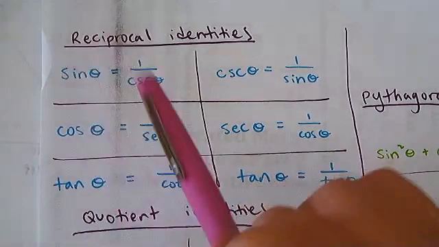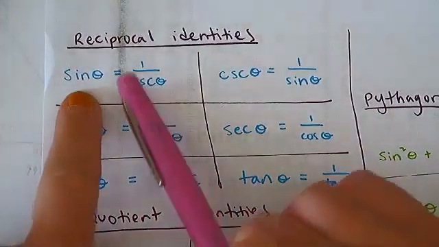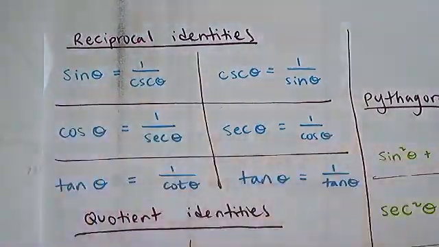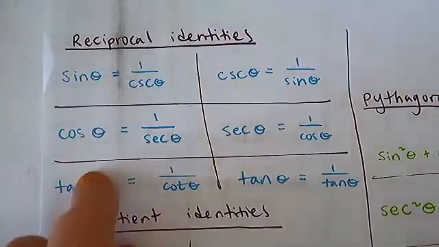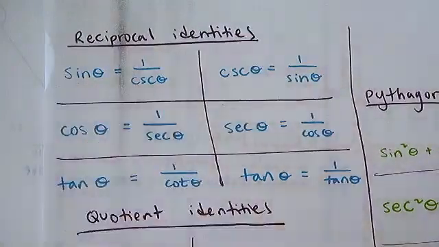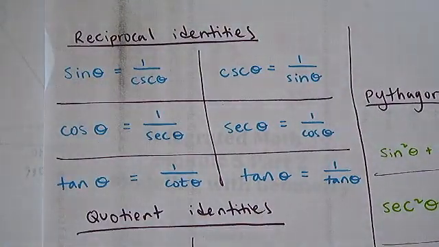So this is equivalent to that. If I see a sine, I can substitute it with 1 over cosecant because they are equivalent, all right? Sometimes you're going to see thetas, sometimes you're going to see x's. It really doesn't matter.